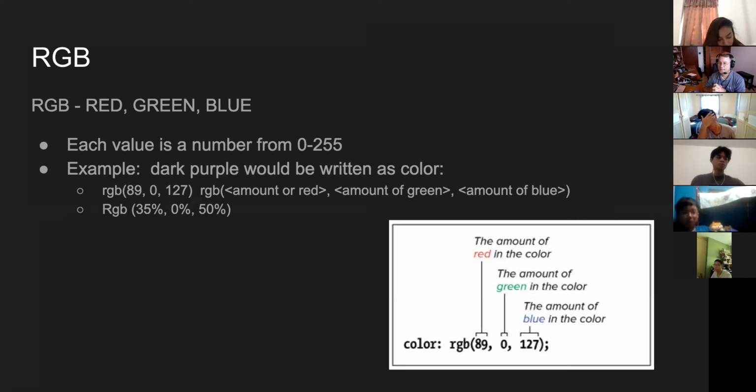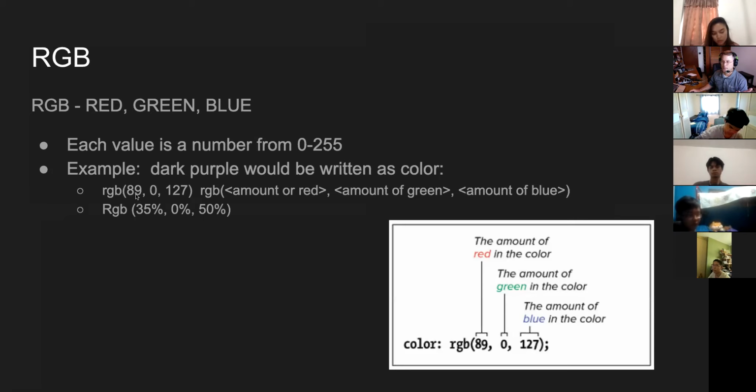Anyways, that's why we use red, green, and blue. And the way you would specify the colors for each, your red, green, and blue, is by using a value between 0 and 255. So the first element is your red.